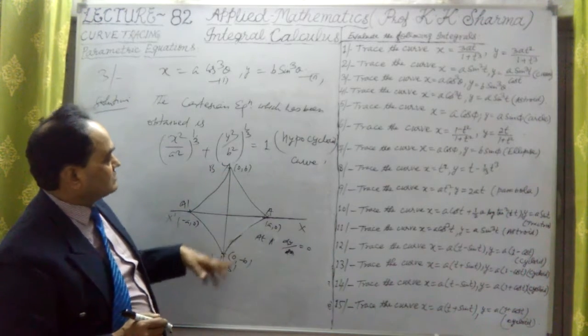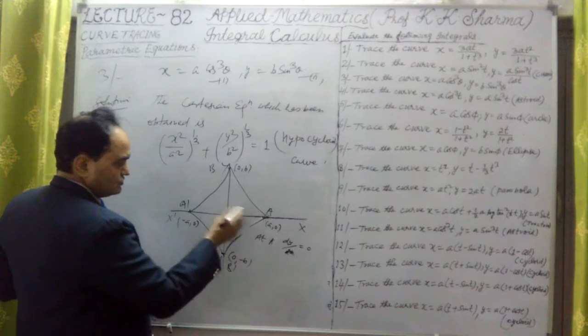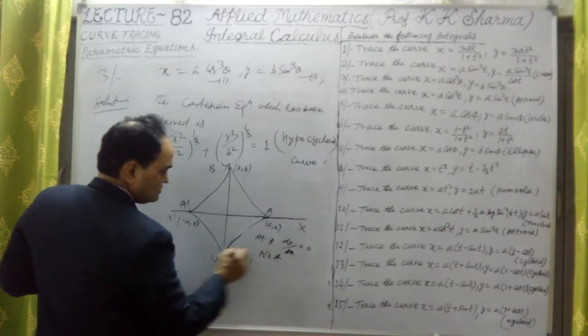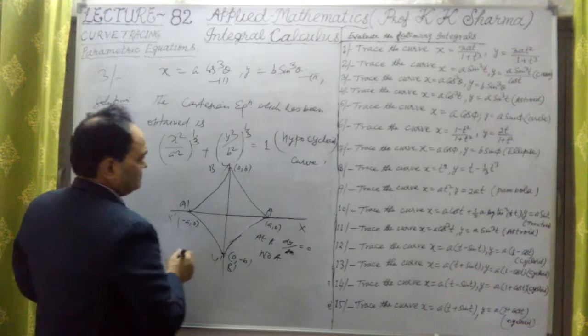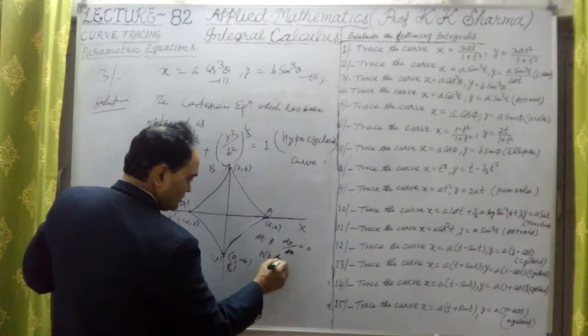Okay, the curve traced here. We have obtained these 4 points on the axis, and joining them, we have obtained the curve. No asymptotes here, because y is not infinity, x is not infinity at any point. So no asymptotes.